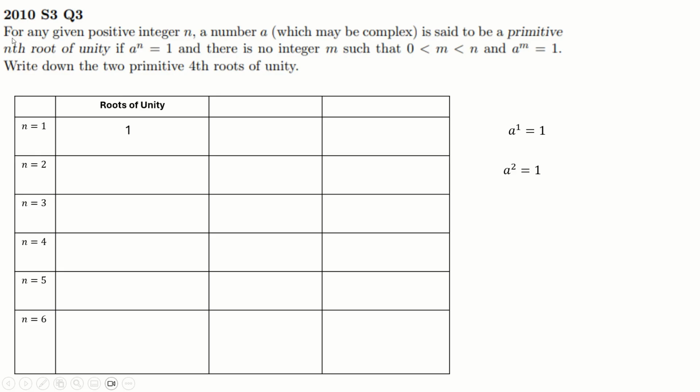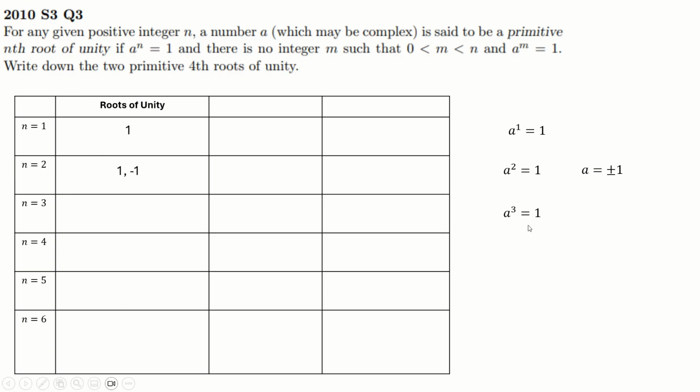Now, if n is two, we're looking for complex numbers such that a to the two is one. We of course know the answer to that, plus and minus one. So we put those in our roots. However, what this primitive idea is saying is that 1 is not a primitive second root of unity, because it's also a first root of unity. So this column here is going to be my primitive roots of unity, and it's only going to contain minus 1. I'll just continue with n equals 3, 4 and 5 first, though, for the actual roots.